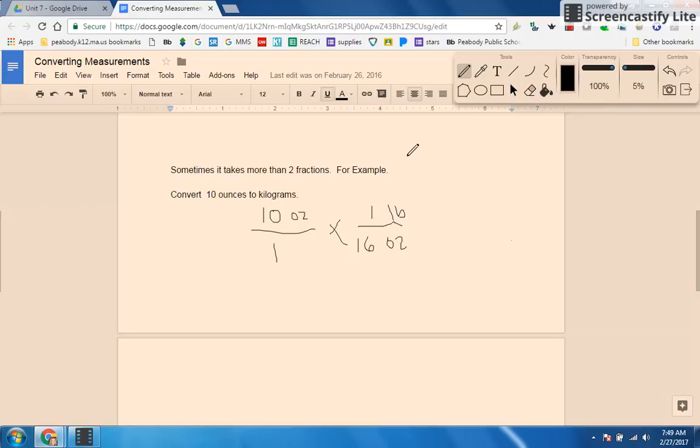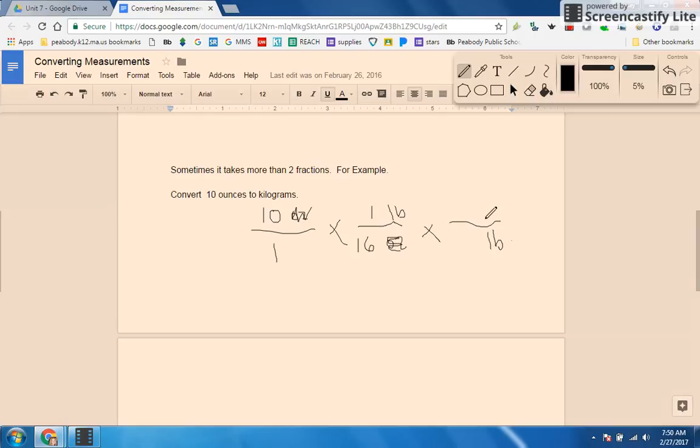Okay, so now I have this conversion, but this is not my final goal. My goal is to get to kilograms. If you look diagonally across now, I have ounces, so I can cross off the ounces. And now I want to keep on going because my goal is to get to kilograms. So now I have pounds, I want to get rid of pounds. So that's going to go on the bottom.